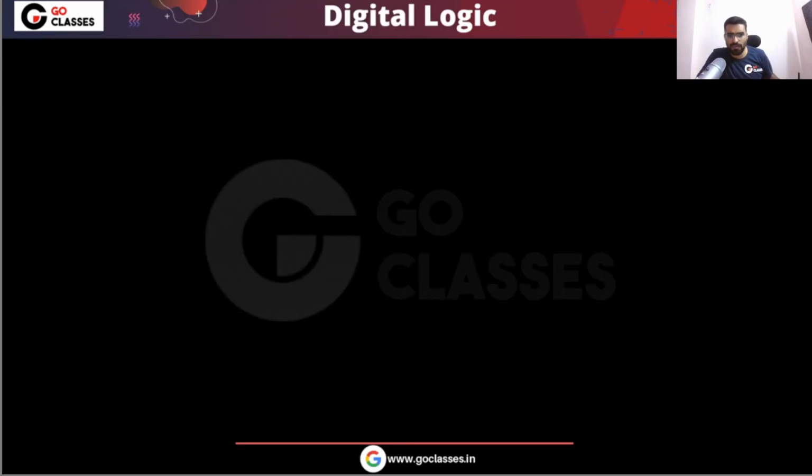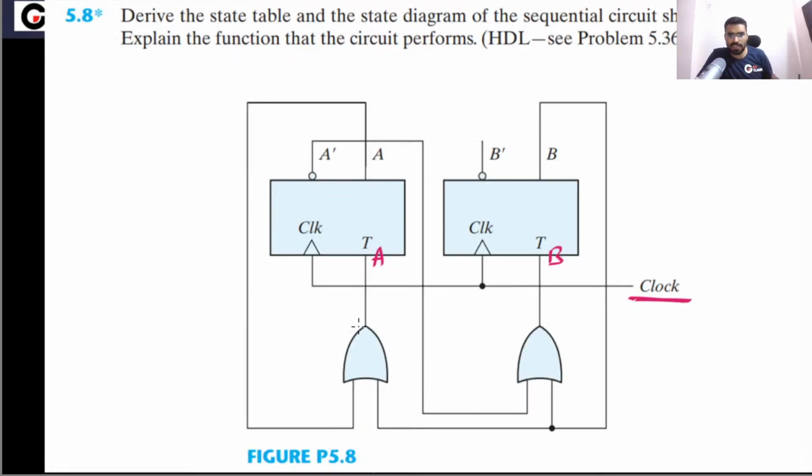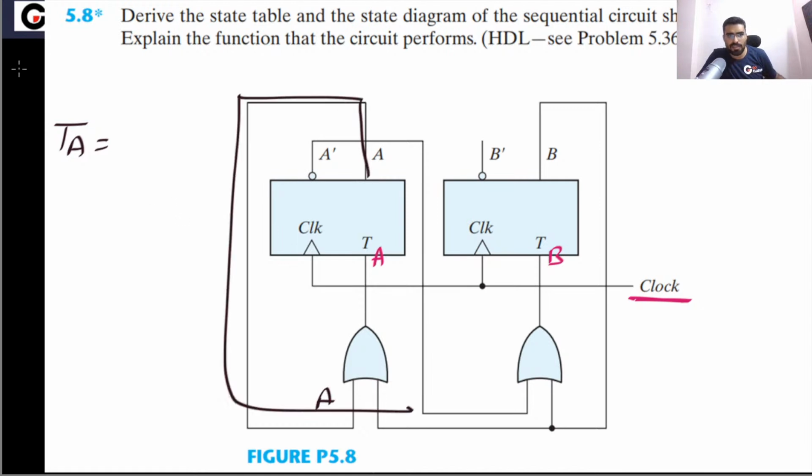Now in this question we will do this. How many states are there? You can notice there are two T flip-flops. So first you tell me, what is TA? You can notice in this circuit TA is equal to A. And what is this A? This is the state of the T flip-flop.